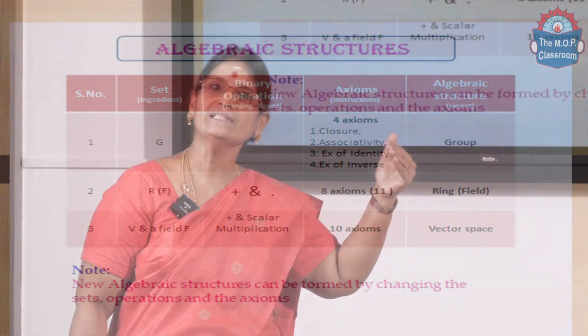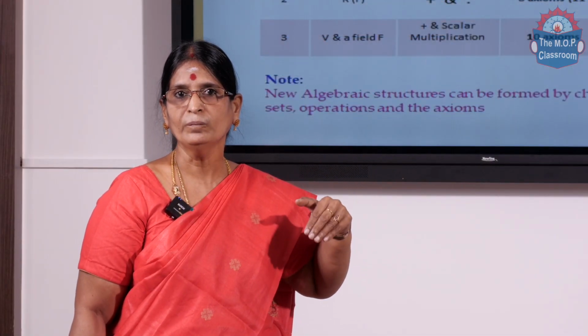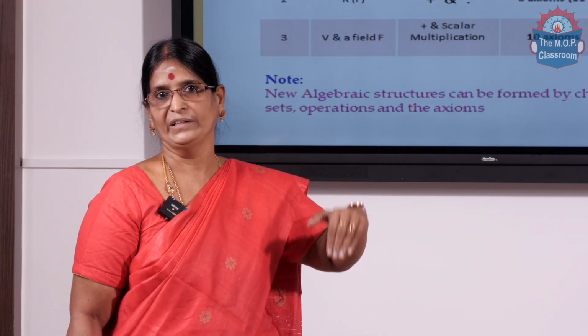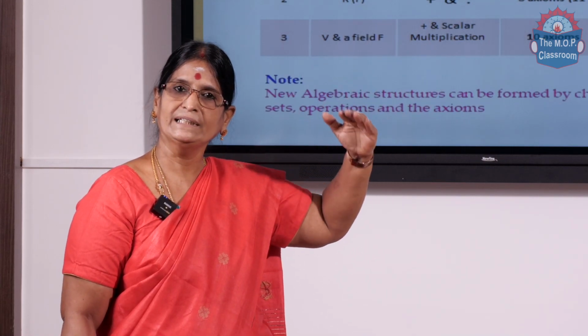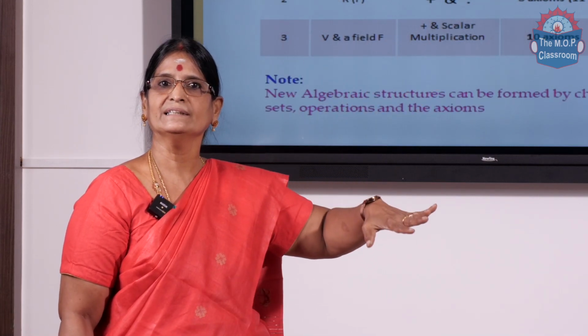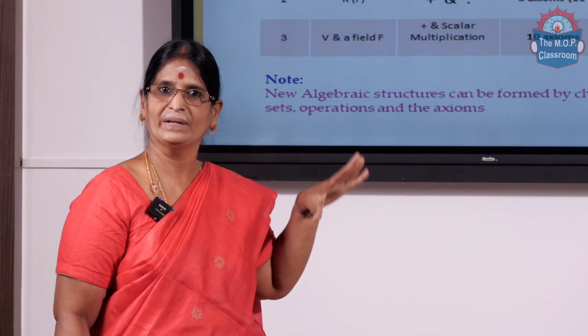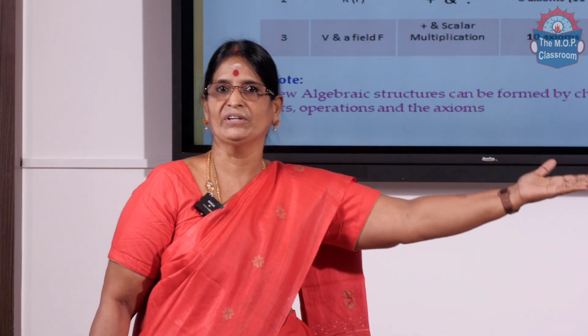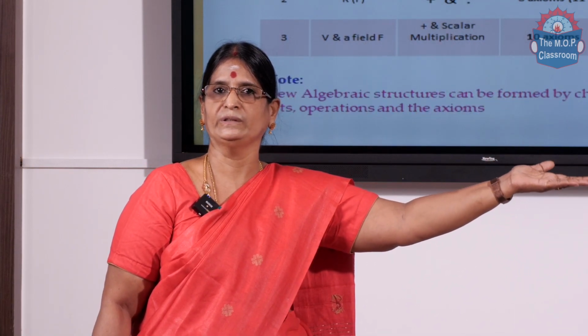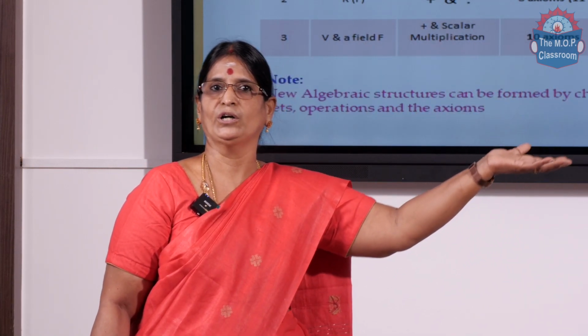So the ingredients, you can connect it with elements of the group. The binding agent is the binary operation here. The procedure here is the test of axioms. If it satisfies them, ultimately we are going to get a structure called a group.